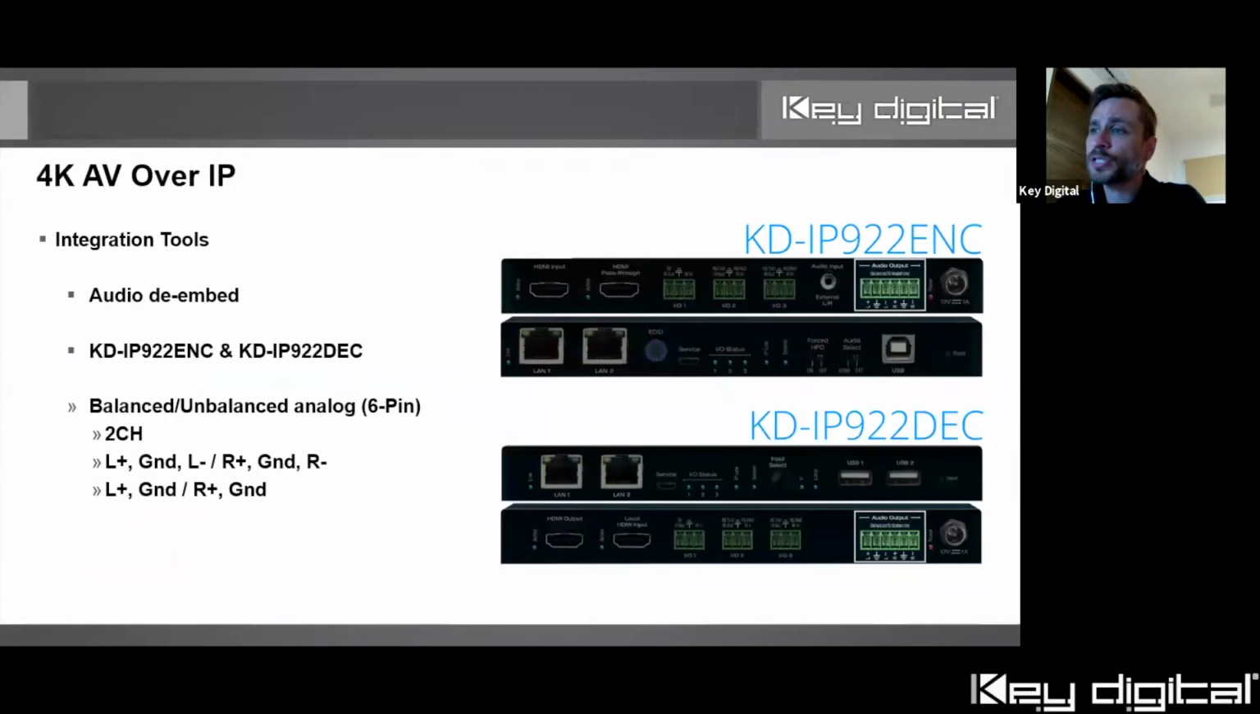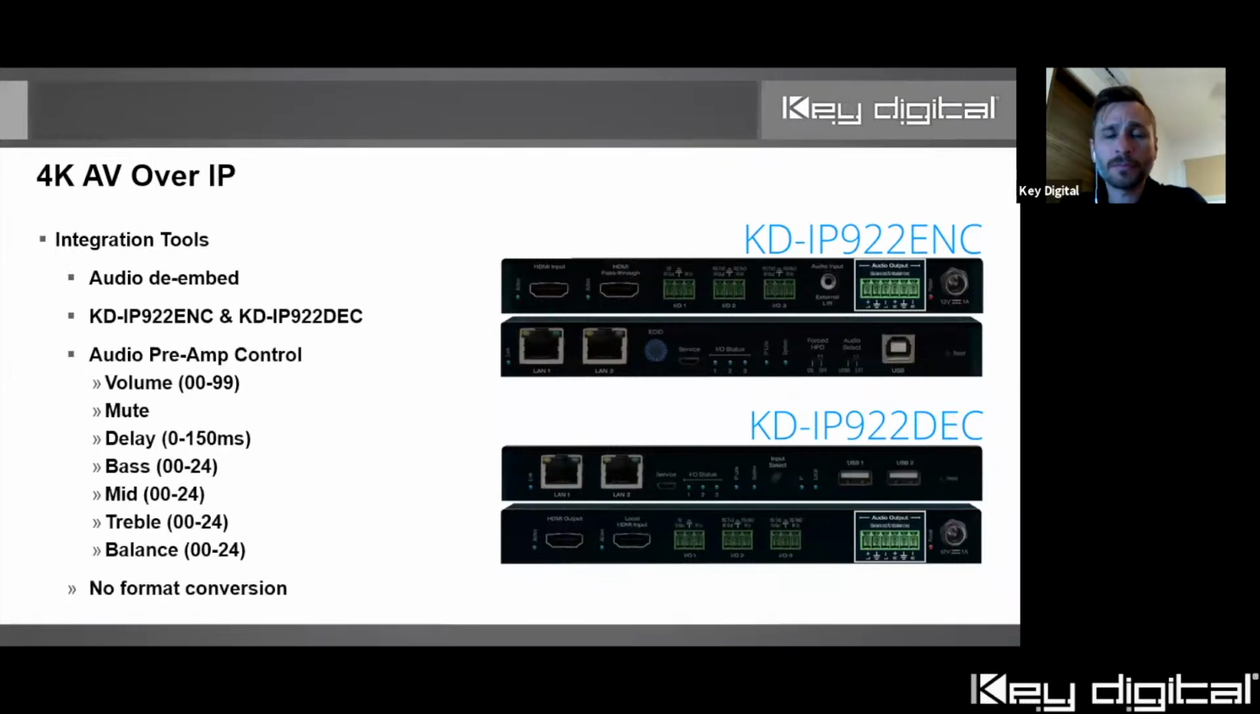Also, the 922s have audio de-embedding, and it's very unique. It's not only on the decoder side, we also have it on the encoder side. And to me, that makes the most sense. A lot of our competition only has audio de-embed on the decoders. Then you've got to run the audio back to the equipment rack. Whereas with our 922s, encoder audio de-embedding, you could feed right in that equipment rack to your audio DSPs, audio system.